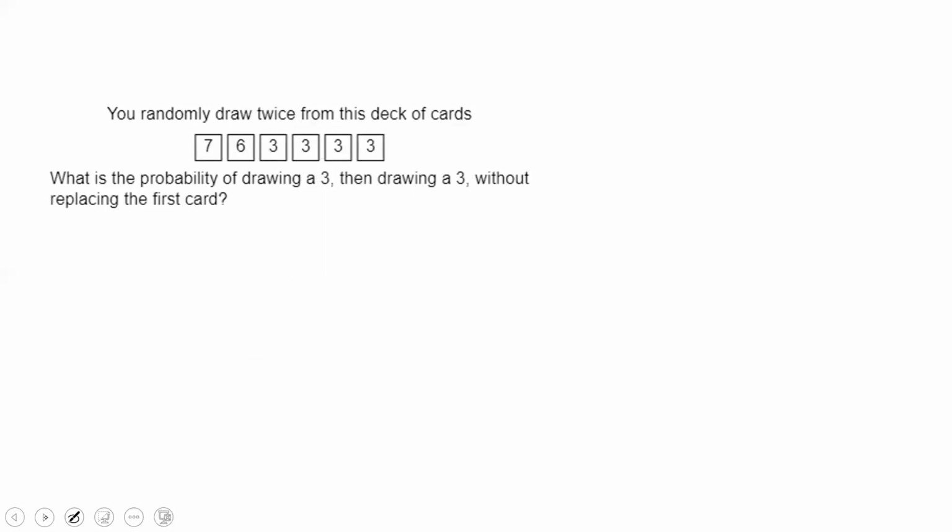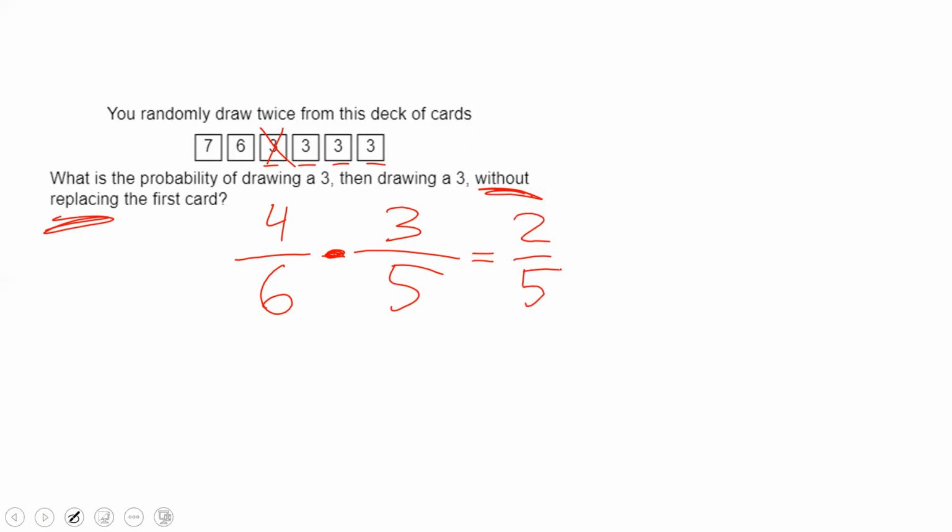You randomly draw twice from the deck of cards. What is the probability of drawing a 3 and then drawing another 3 without replacing? So now I know I'm starting with 6 cards, but on my second draw I'll only have 5 because I'm not replacing. Now I started with 1, 2, 3, 4 threes, but if I took one away, because I drew it and then I didn't put it back in without replacing, then I'd only have 3 on the second go. So when I do that multiplication, I'm going to end up getting 2/5.